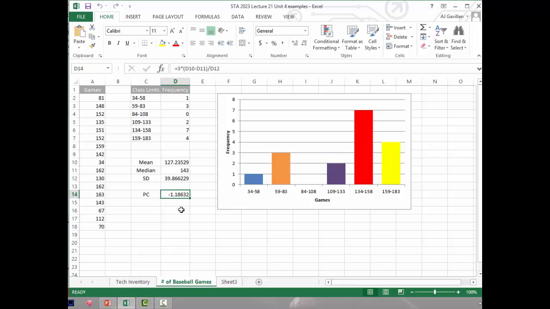So what I do is I find the Pearson coefficient. I find the mean, I find the median, the standard deviation, and then I go ahead and find the coefficient, which is -1.18. And remember that if it's less than or equal to -1, then it's significantly skewed. And you can see that this is in fact significantly skewed.